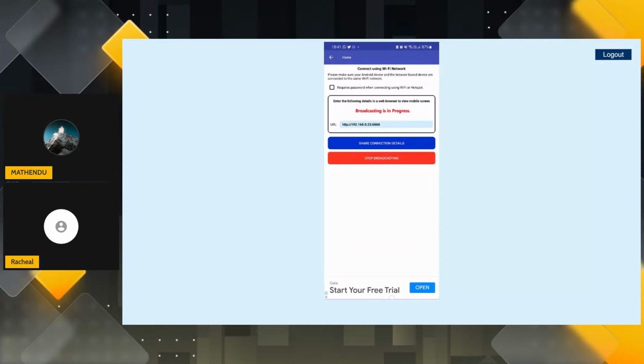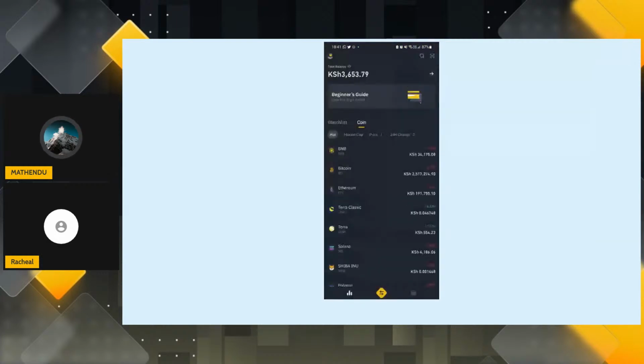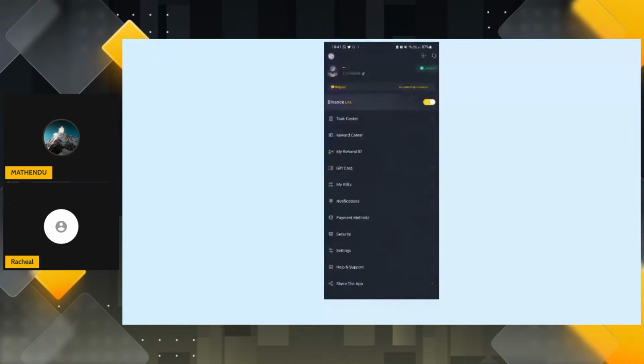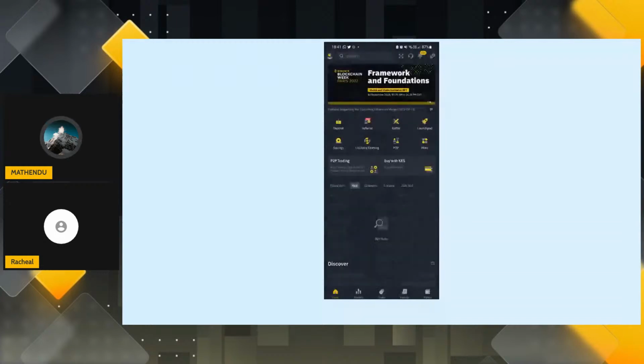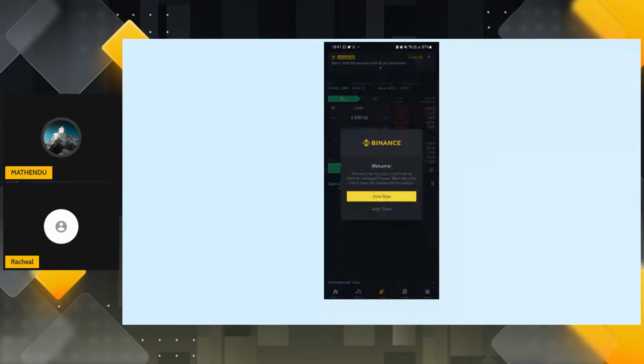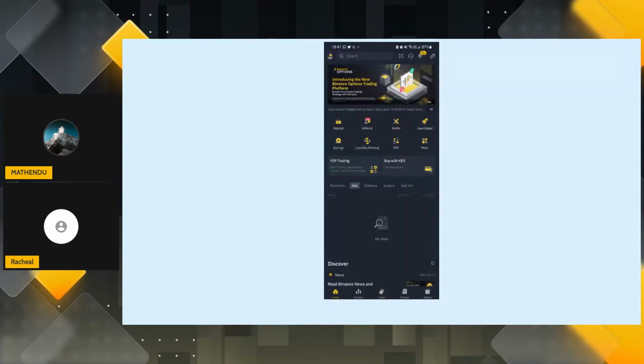Now let's go back to Binance right here. To switch to Binance Pro, you need to click right here, top left, and that will take you to the profile section. Then click on this toggle icon, just like that, and you'll move to the Binance Pro interface. On the Binance Pro interface, spot trading is located under trades.